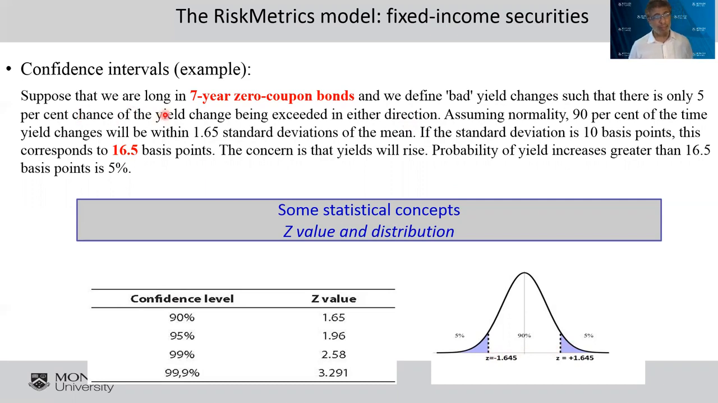So now suppose that we have a long position, and you already know it's the long position. It's 7-year, 0 coupon bonds, and we define the yield change such that there is only a 5% chance of the yield change being exceeded in either direction. This means we are considering 5% here and 5% here, and there is a possibility that this will be out of the 90% area. So we are calculating the 5% here.